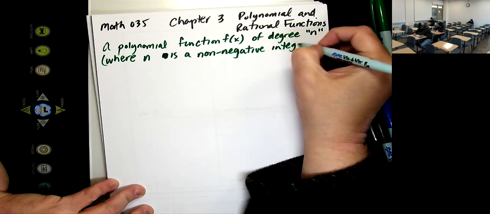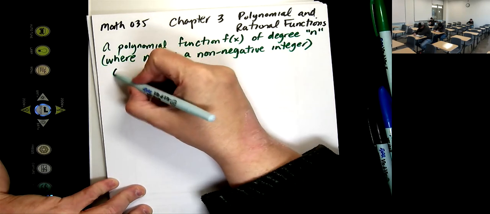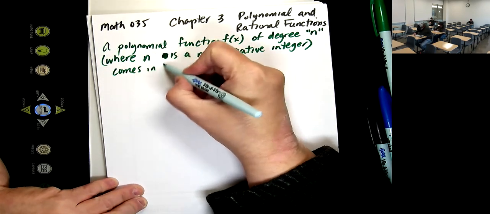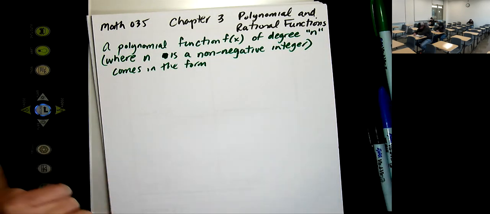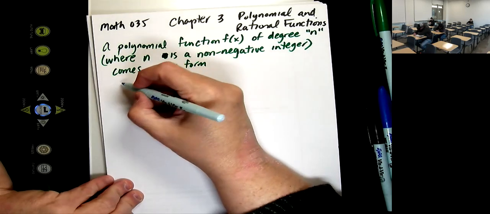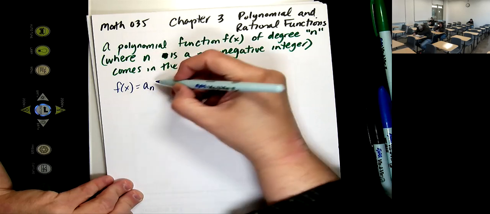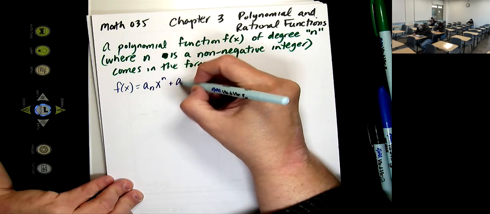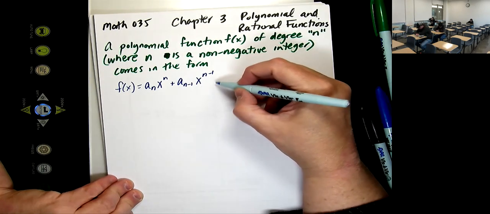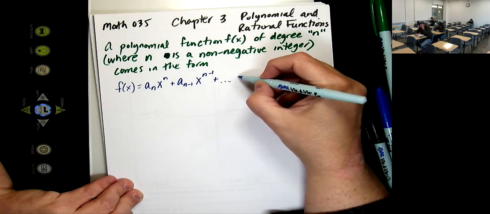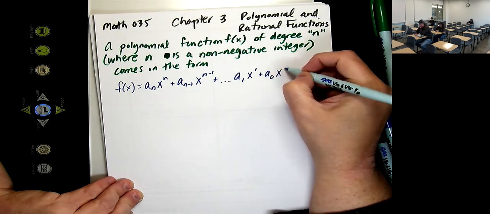like 0 or higher, comes in the form f of x equals a sub n x to the n plus a sub n minus 1 x to the n minus 1 plus dot dot dot a sub 1 x to the first power plus a sub 0 x to the 0 power.